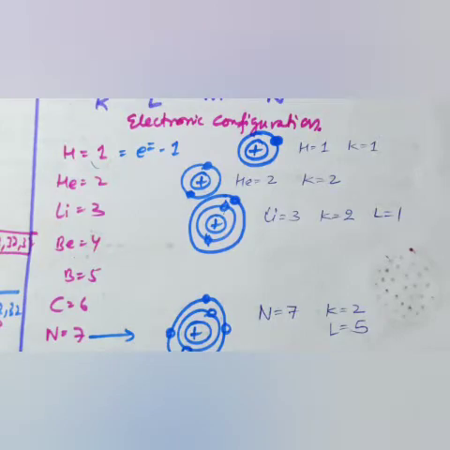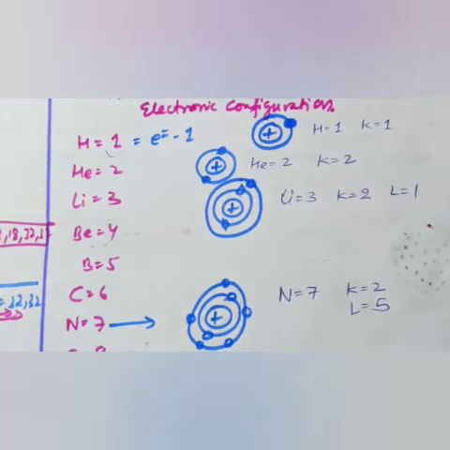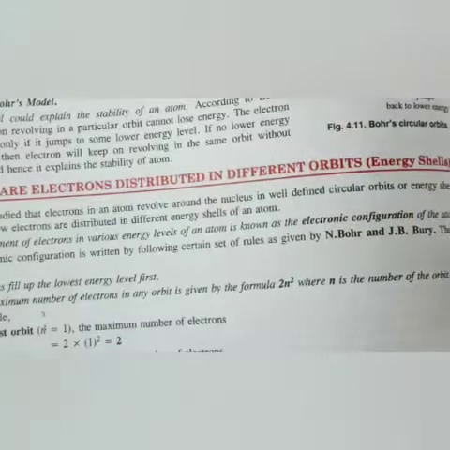This is the Bohr's model. The biggest success of Bohr's model, which was not achieved by other scientists, J.J. Thomson and Rutherford, was that in Bohr's model he could explain this. Let me teach it.